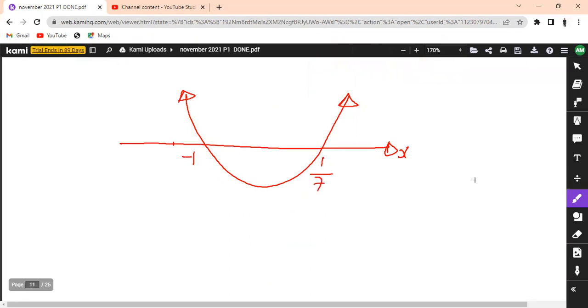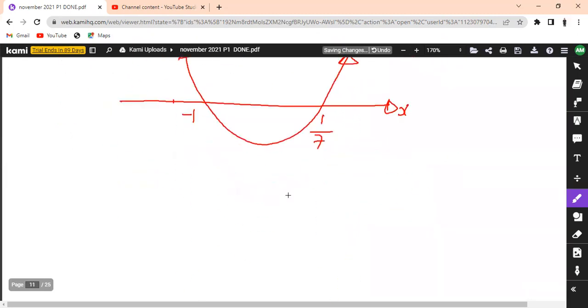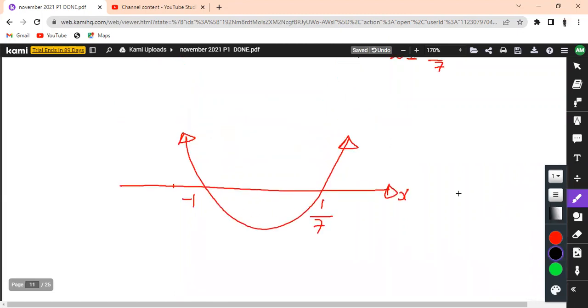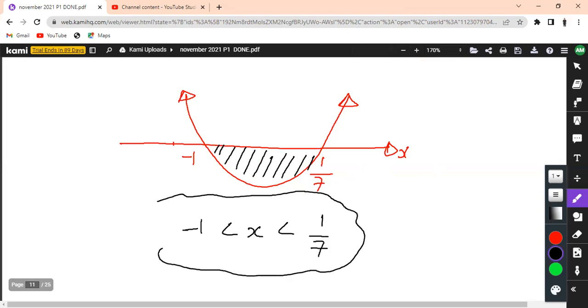So if we are to cross-check, this part is less than our function, which is your f of x in this case, less than 0. So when it is less than 0, it means we are referring to this region that is below the x-axis. This region here is the one that we are referring to. So if we are referring to this region, it means our x is going to be in between minus 1 and 1 over 7. So our x is going to be greater than minus 1 but less than 1 over 7. Okay, so that's what you're going to obtain in this case as our final answer. And definitely this x is an element of the real numbers.